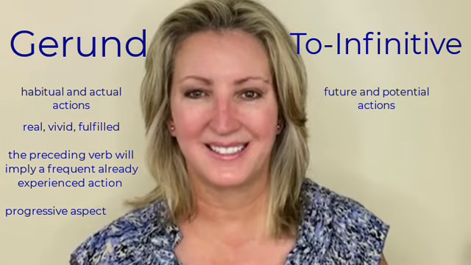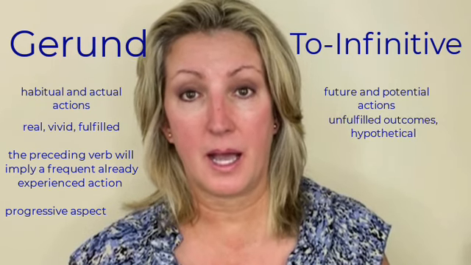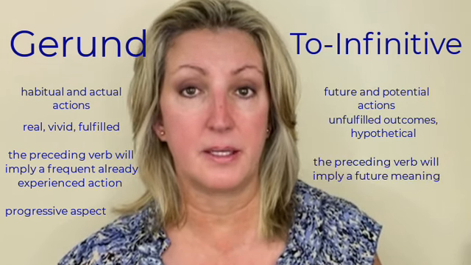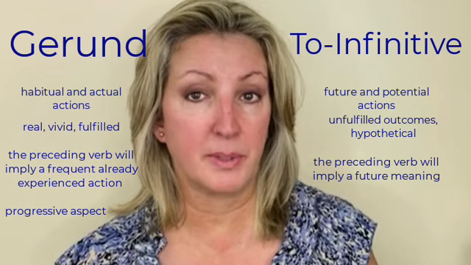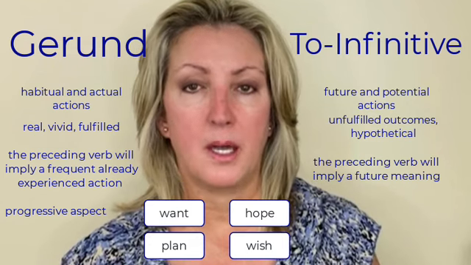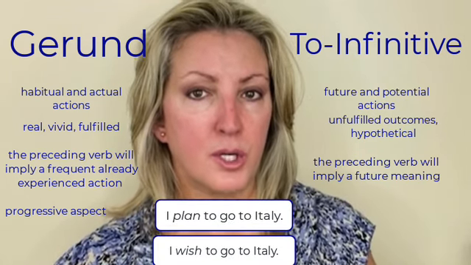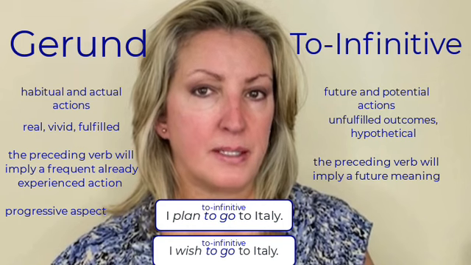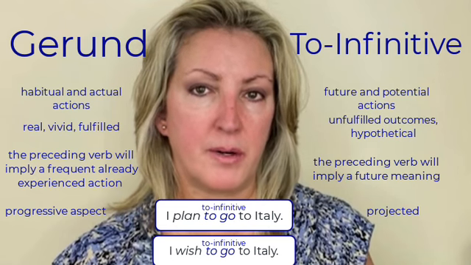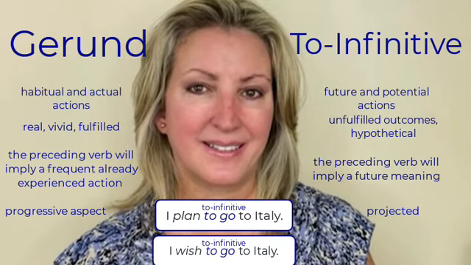Infinitives, specifically the to-infinitive, describe unfulfilled outcomes, hypothetical and future. When the to-infinitive verb is chosen, the main verb implies a future meaning. This principle explains why verbs like want and hope take only the infinitive. They represent future and unfulfilled events, implying future action, something not yet experienced or known. I plan to go to Italy. I wish to go to Italy. These actions represent something projected as opposed to the gerund, which is fulfilled. The infinitive is more appropriate than the gerund to describe something that is unfulfilled versus something that is already done.